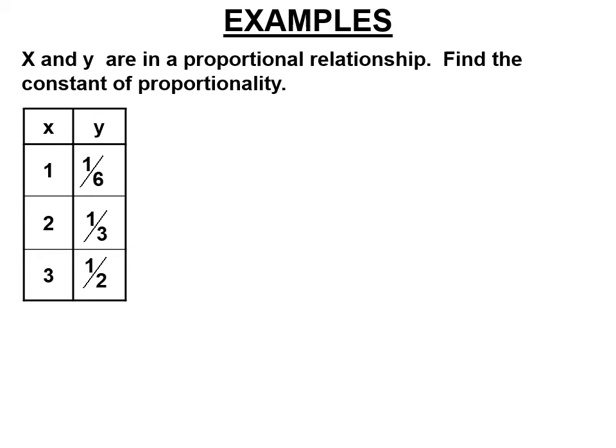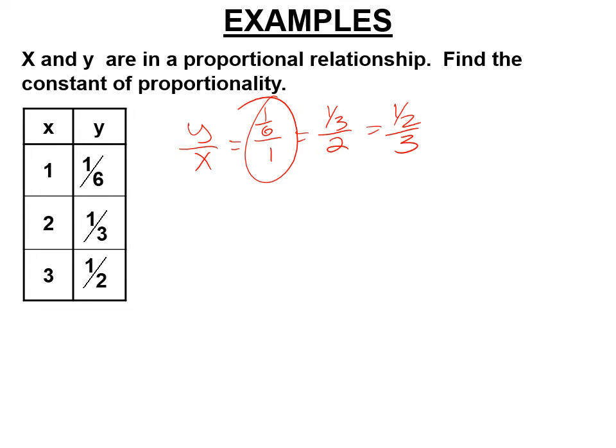Okay, so I can do whichever one. Now remember, we're always going to do y to x. So it's 1/6 to 1, 1/3 to 2, 1/2 to 3. Well, there's the answer. These all have to equal. If they are all equal, they all equal 1/6. The constant of proportionality is 1/6, right? Because 1/6 over 1 is 1/6.